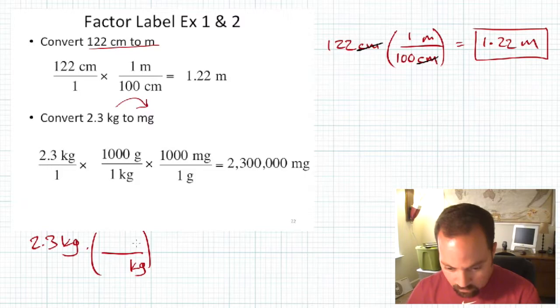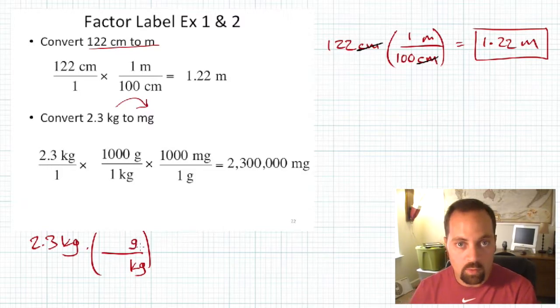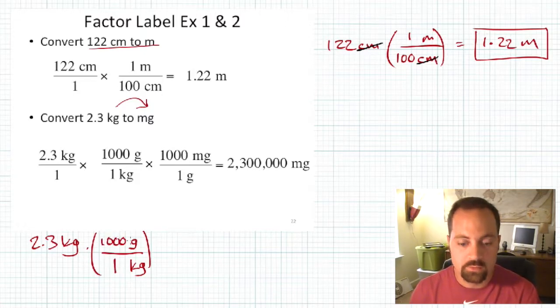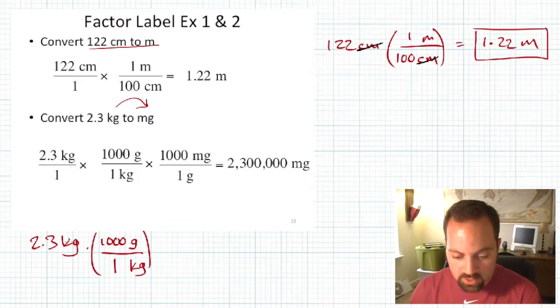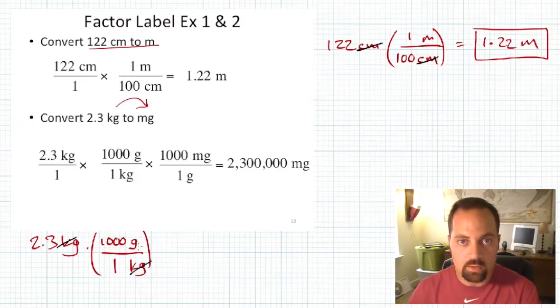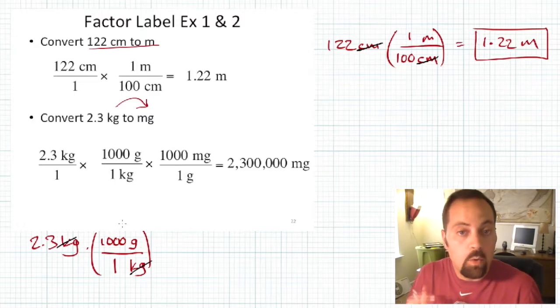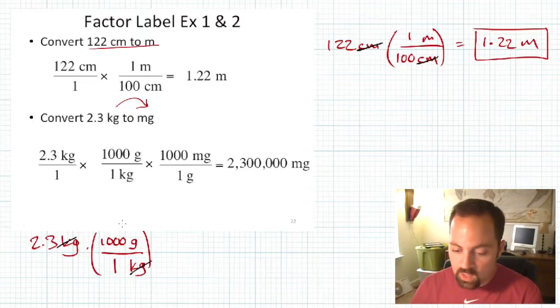Kilograms to grams, I may be more familiar with. So what is that relationship? Well, kilo means 1,000. So in 1 kilogram, there is 1,000 grams. Now my equation is equal to 1. I can cross out my kilograms, and I've got a value now in grams, if I were to do my math right here. But I don't want grams, I want milligrams, so I'm going to do this again with one more step.